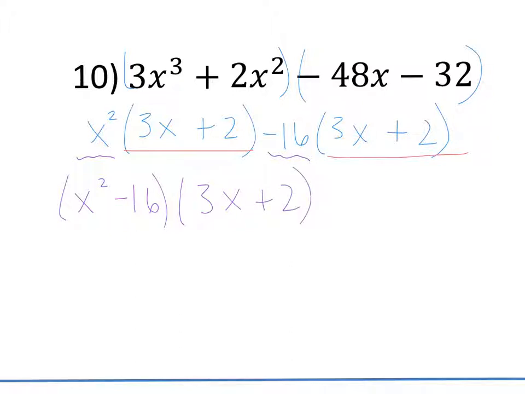I'm almost done, but if you notice here with the x squared minus 16, that can actually continue to factor because that's the difference of squares. So that factors into two binomials that are almost the same. So I'm going to take the square root of x squared and get x, take the square root of 16 and get 4, and one will be a positive and one will be a negative. And then I keep 3x plus 2 as it is because nothing will change with that.